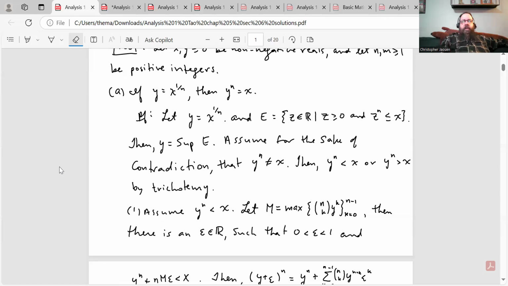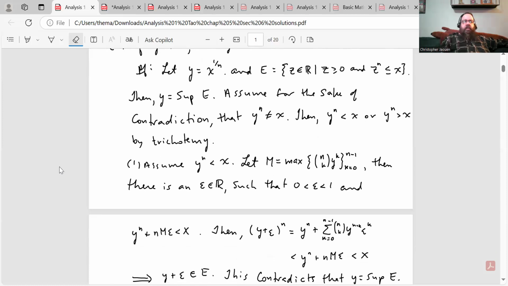So we know that x to the 1 over n is defined to be the supremum of the set E that I have written on the next line, but we don't yet know that when we raise that to the nth power that it actually indeed is equal to x. So here's the proof for that. Let y equal x to the 1 over n and E equal the set of all z in R such that z greater than or equal to 0 and z to the n less than or equal to x. Then let's say y is the supremum of E.